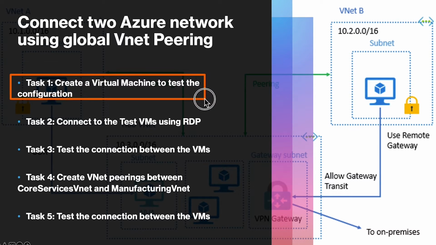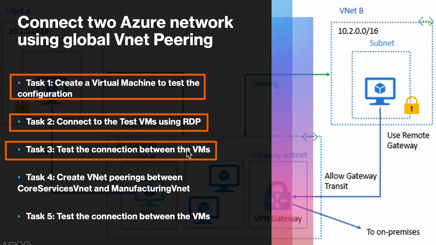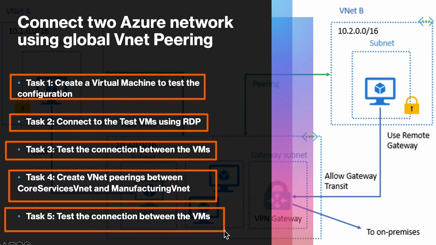First, we are going to create a virtual machine to test the configuration. Then connect the test VM using the RDP. We're going to test the connection between these two VMs and create Vnet peering between core services Vnet and manufacturing Vnet. That's the important task. And then we are going to test the connection between the VMs as well. So let's go and do that.